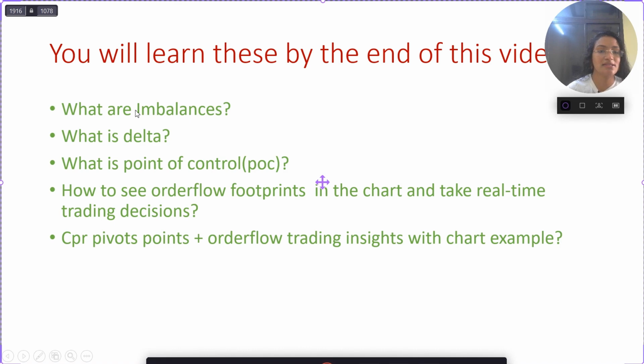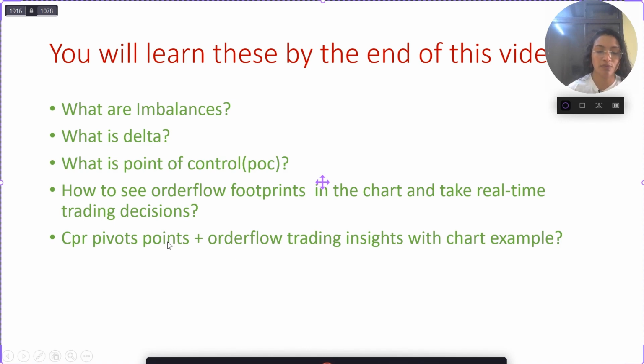These are small concepts that are useful in reading order flow. Whatever you want to learn, you have to learn the small chunks of information about that particular concept. Then you connect all these concepts to learn about a particular thing. Taking that view, I am explaining the imbalances, delta, and point of control, which are useful for reading order flow charts. You are also going to learn in this video how to see order flow footprints in the chart and take real-time trading decisions.